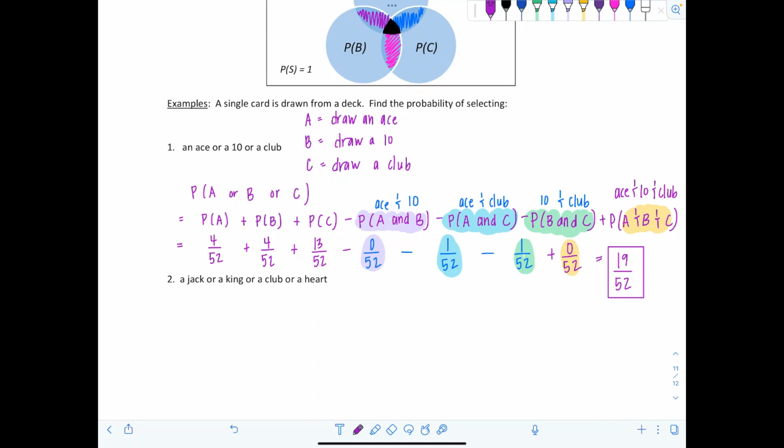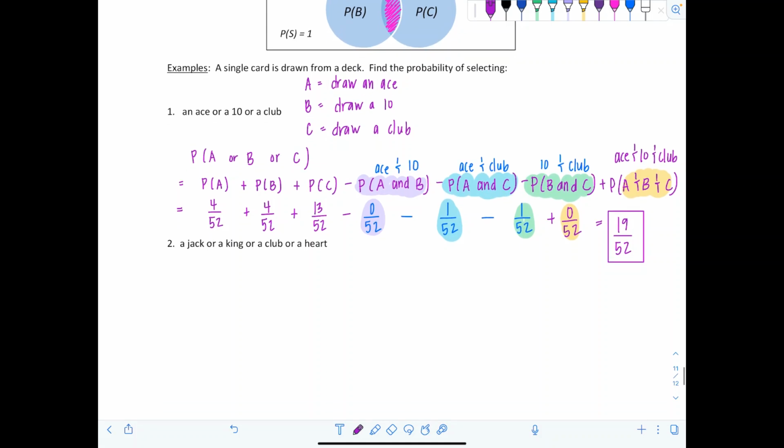And then example 2 says, what's the probability of a jack or king or club or heart? Oh my goodness, that's 4 events. I only gave you a formula for 3. So that's a challenge problem. You can try it on your own if you're feeling adventurous. You can comment down below if you think you have the answer.